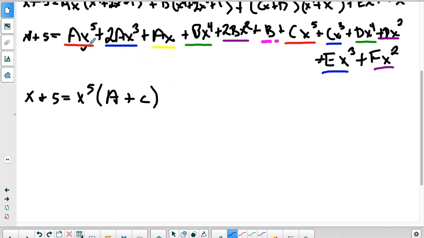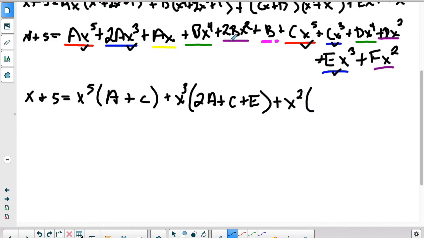Now if I do the same thing for x to the third, what I'm going to be left with is 2a plus c plus e. There. So we got those done. Now with our x squared, when we factor it out, I'm going to be left with 2b plus d plus f for that one. So we finished those.